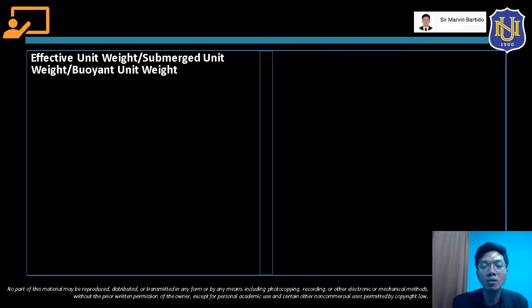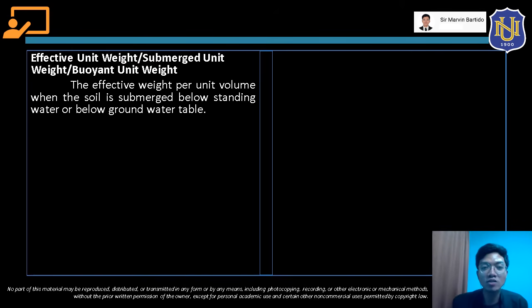Okay, for additional formula class na gagamitin din natin dito, so we have effective unit weight or submerged unit weight or buoyant unit weight. So this is defined as the effective weight per unit volume when the soil is submerged below standing water or below groundwater table. So ito class yung unit weight ha kapag yung lupa is nakalubog, no? Nakalubog na doon talaga sa tubig. Okay? So yung notation natin para dito class ay gamma prime. Okay? So ito yung notation natin para dito: effective unit weight, submerged unit weight, buoyant unit weight. Magkakapareho lang yan ha. Okay? So yan class ay equal sa gamma sat minus gamma ng water.